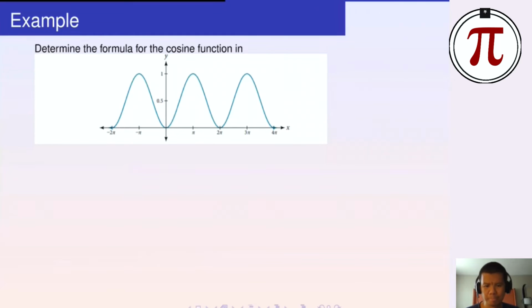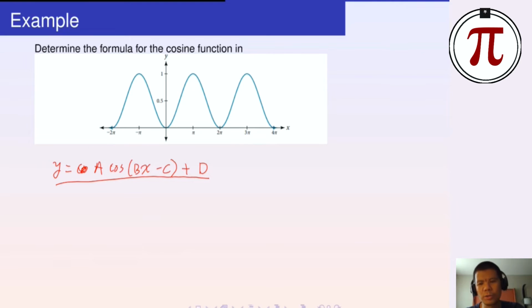Now let's determine the formula for this cosine function based on the graph given below. We are going to say that it is y equals A times cosine of bx minus c, plus d. This is going to be the function we're interested in.